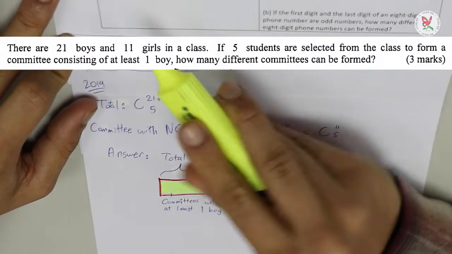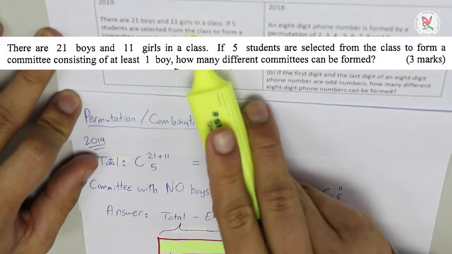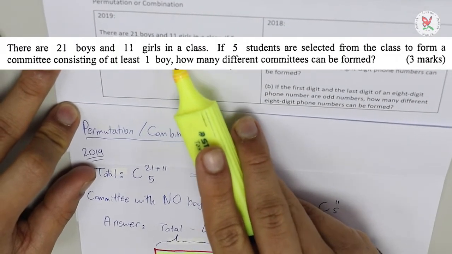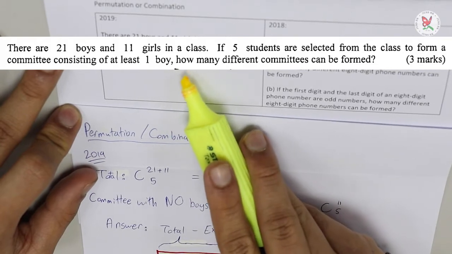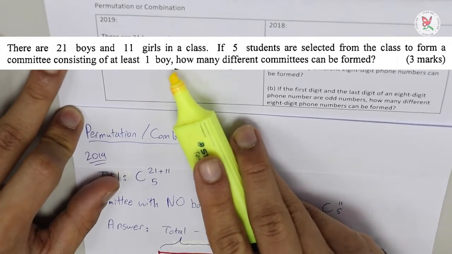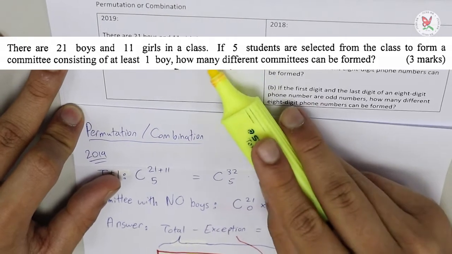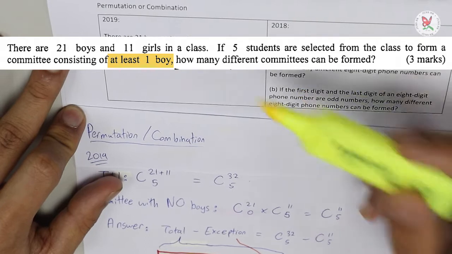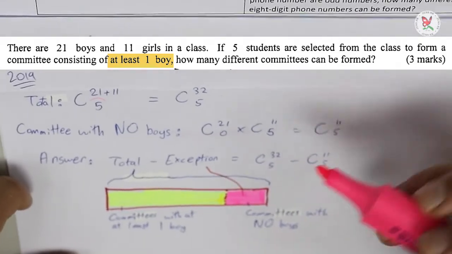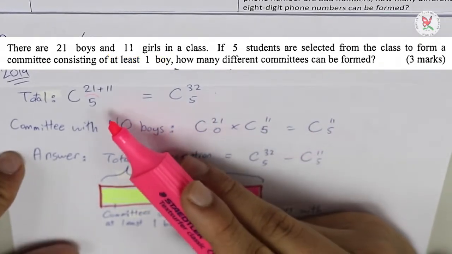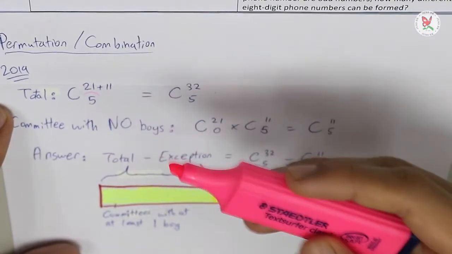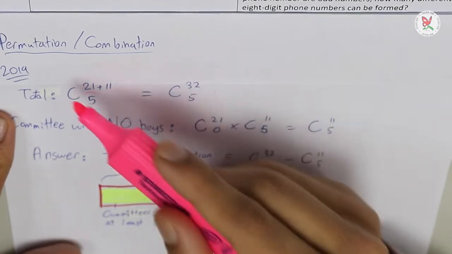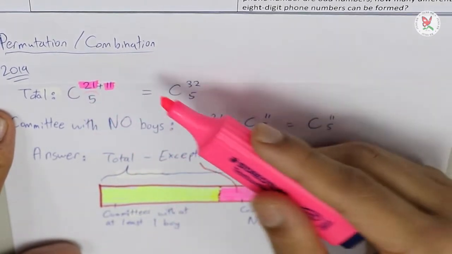So the question entails, if there are 21 boys and 11 girls in a class, and a committee consists of 5 students from the class, then how many committees can be formed? They're asking specifically how many committees can be formed with at least one boy. To find this out, first we find the total number of combinations without any conditions involved. We have 32 students in the class because there are 21 boys and 11 girls. If we add them up, we get 32.